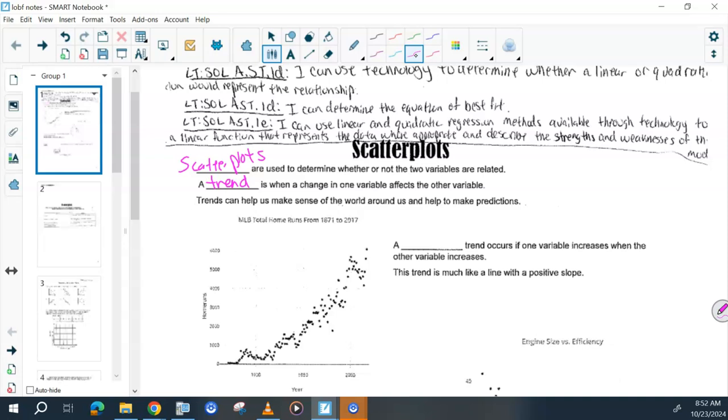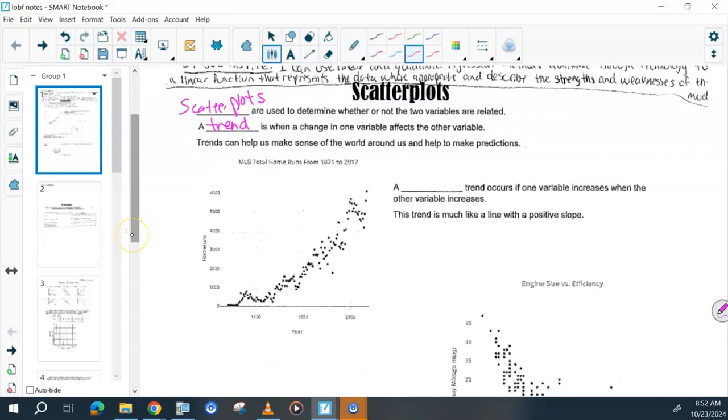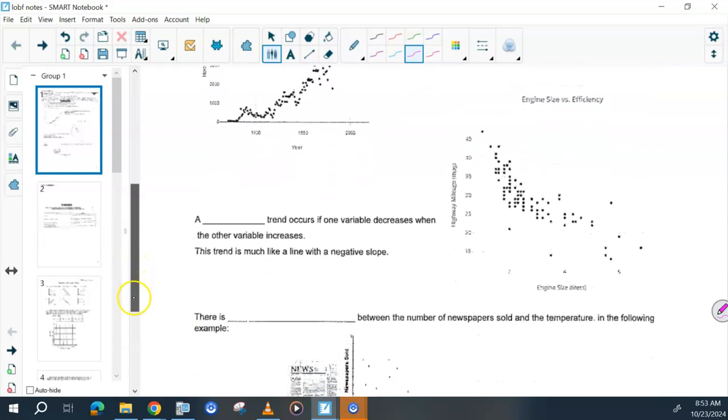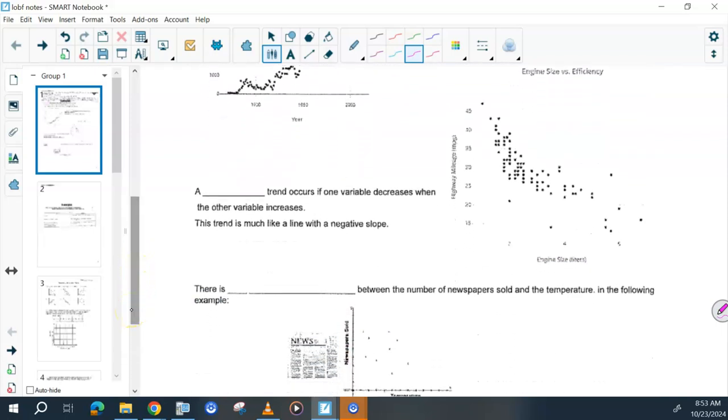So we didn't use that word before, but we talked about different types of trends. So I'll let you figure out what this blank is. A blank trend occurs if one variable increases when the other variable increases. Positive. This trend is much like a line with a positive slope. And then a blank trend occurs if one variable decreases when the other variable increases. Negative.